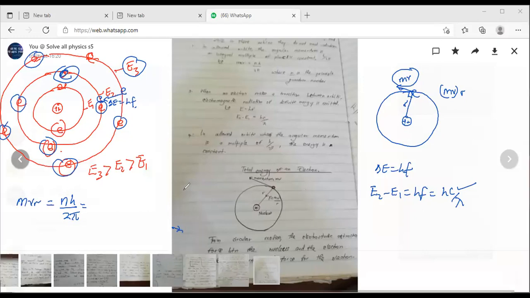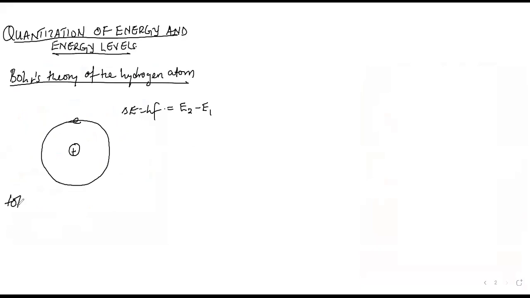Yeah? Okay. Now, the next definition is what we call the total energy. Having left that part, we go to what we call total energy of an electron. And this one can be checked.